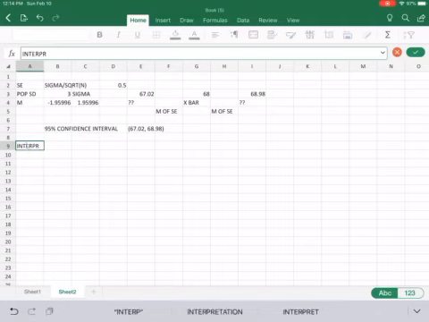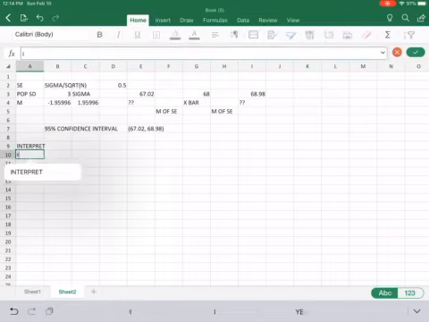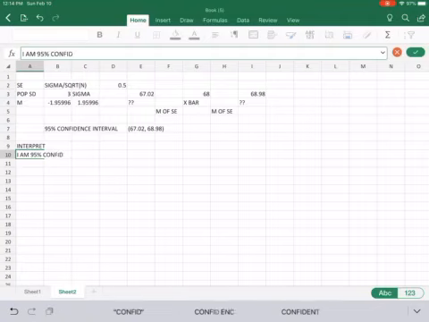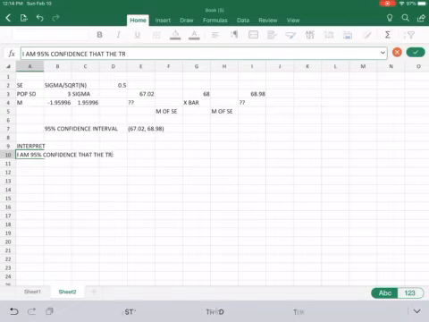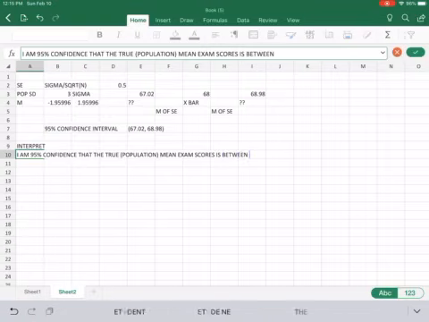If I want to interpret that, I can interpret it as 95% confidence that the true population mean exam score, since this is an exam problem, is between 67.02 and 68.98.